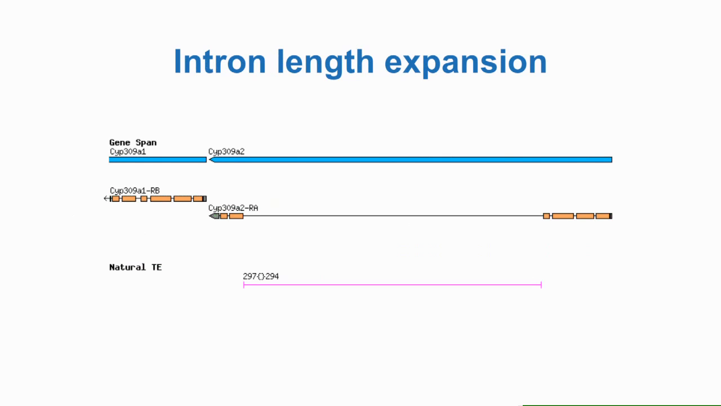And lastly, this is another example where insertions are changing the length of introns. Here, what I'm showing you are 2 gene copies of the gene CYP309A2, and you can see this insertion of this T changes the length of this intron by a huge amount.